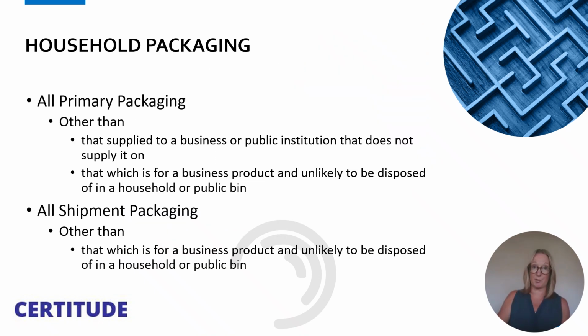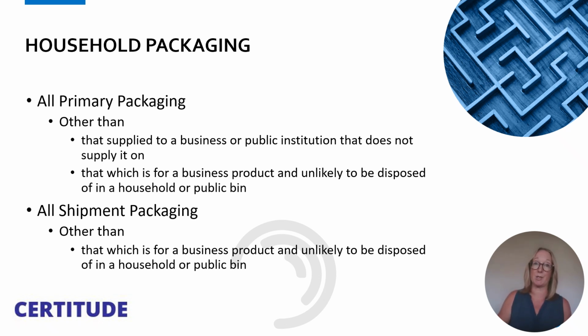However, there are some exceptions to these broad rules. If primary packaging is supplied to a business or a public institution and it isn't supplied on, then it is unlikely to end up in a domestic bin. Therefore, it's not considered to be household packaging and it's excluded from the requirements to have a recyclability assessment. And by public institution, we mean places like schools, universities, hospitals, doctors, prisons, courts, places like that.